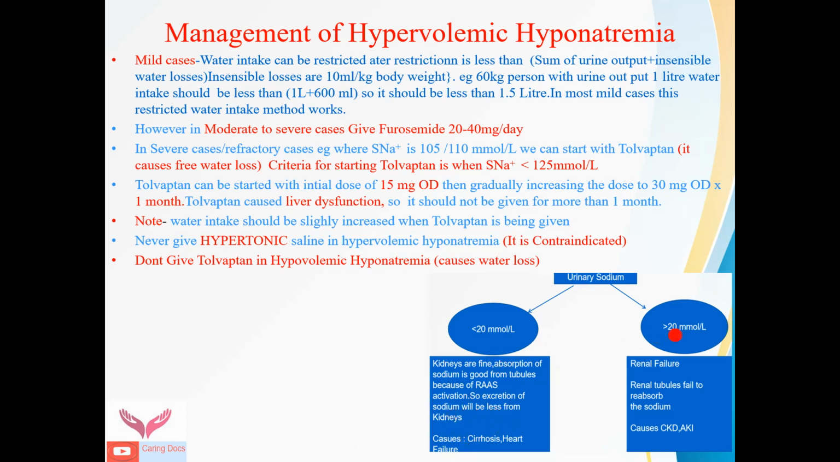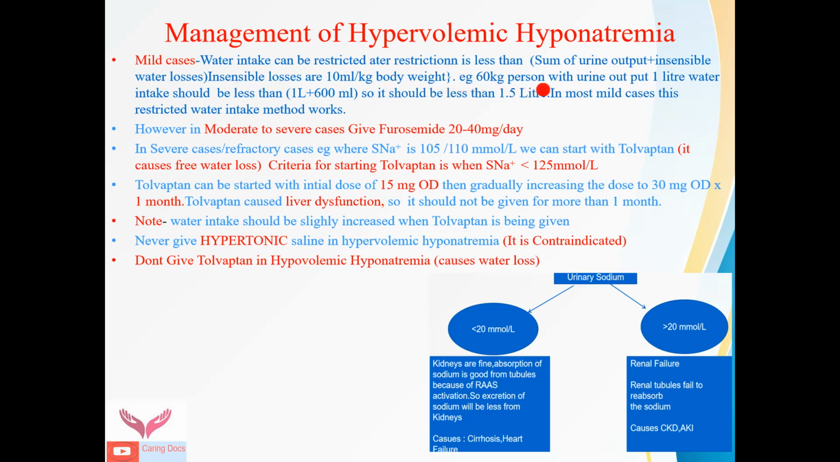And if urinary excretion is more than 20 millimole per liter, it means the patient is a case of renal failure. So in hypervolemic hyponatremia, our main target will be water restriction. In mild cases, water restriction is good. The water restriction is usually done on the basis of the sum of urine output plus insensible water losses. Insensible water losses are the water loss through the respiratory system, the GIT, sweating and respiration. It is approximately 10 ml per kg body weight.